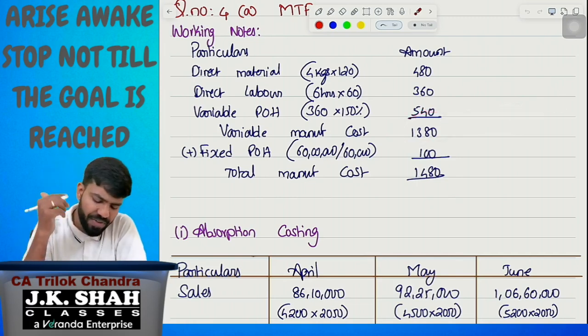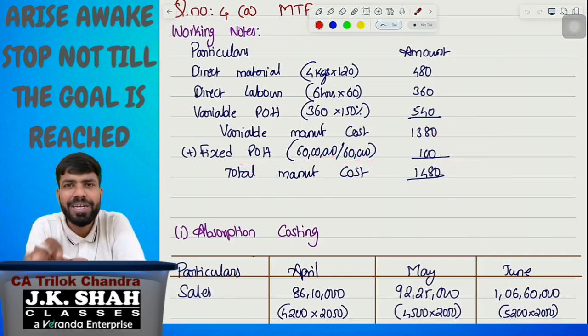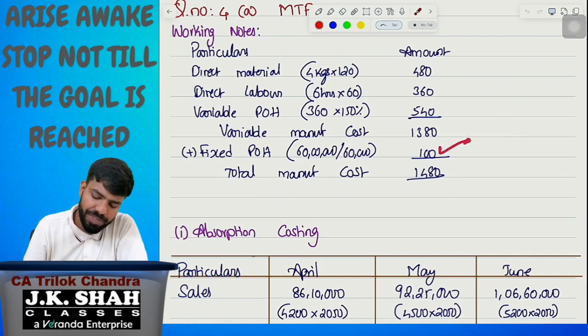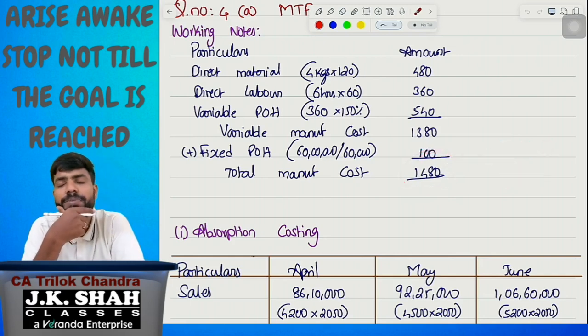For absorption costing, add the fixed production overheads. That is 60 lakh divided by 60,000. Just now I told you this is the budgeted rate. Using the budgeted rate only, we need to absorb the overheads. The difference between absorbed and actual is the under or over absorption. Okay, now 100 rupees is the fixed overhead. Total manufacturing cost of 1480 helps in the absorption costing system for stock valuation.